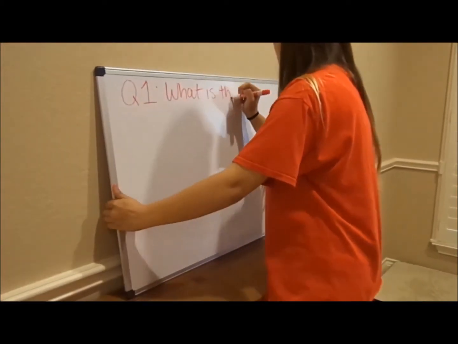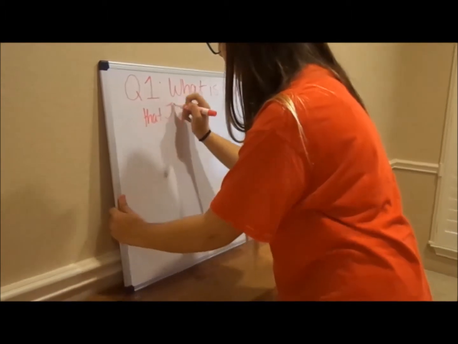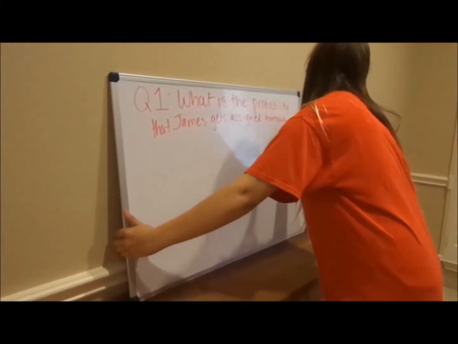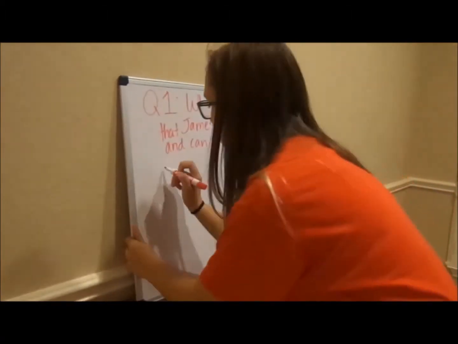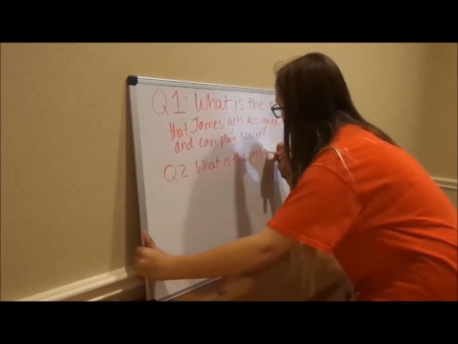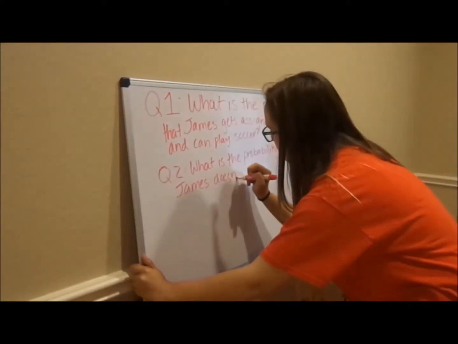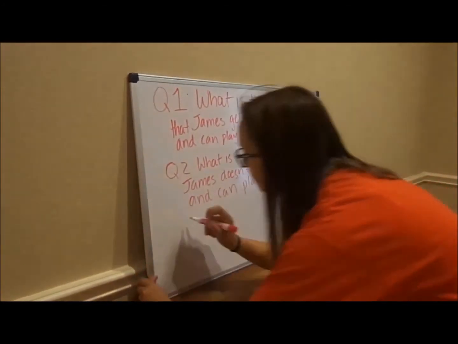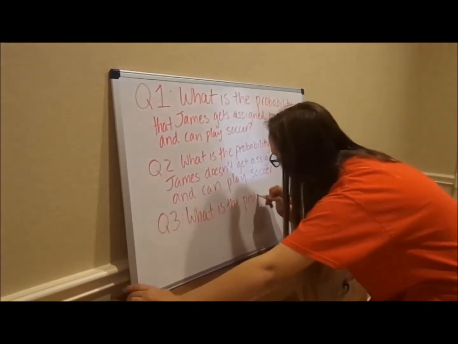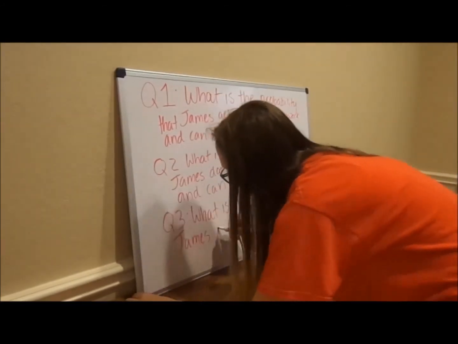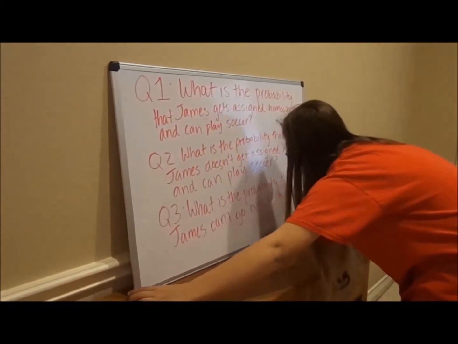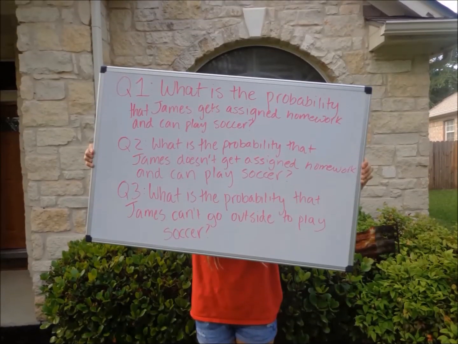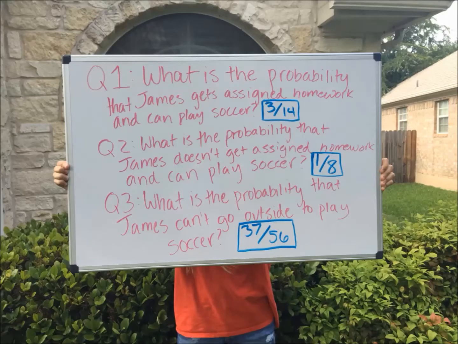Question 1. What is the probability that James gets assigned homework and can play soccer? Question 2. What is the probability that James doesn't get assigned homework and can play soccer? Question 3. What is the probability that James can't go outside to play soccer? Pause the video now. These are the answers. Keep watching and I will explain how to get there.